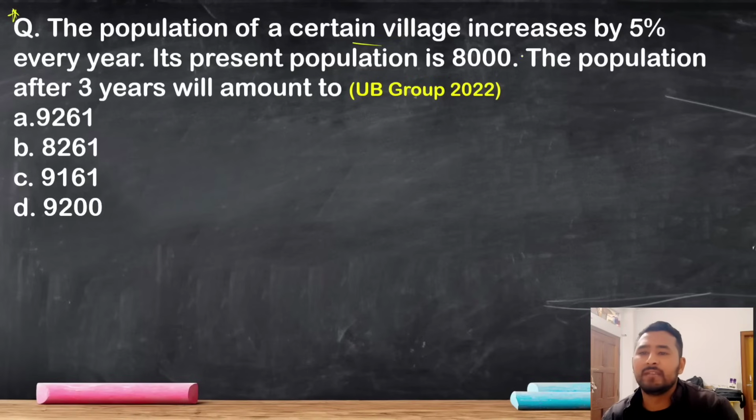See, the population of a certain village increases by 5%. Its present population is 8,000. The population after 3 years. So you can do it by yourself. Okay, this is also your homework. So I'll just tell you how to do this.